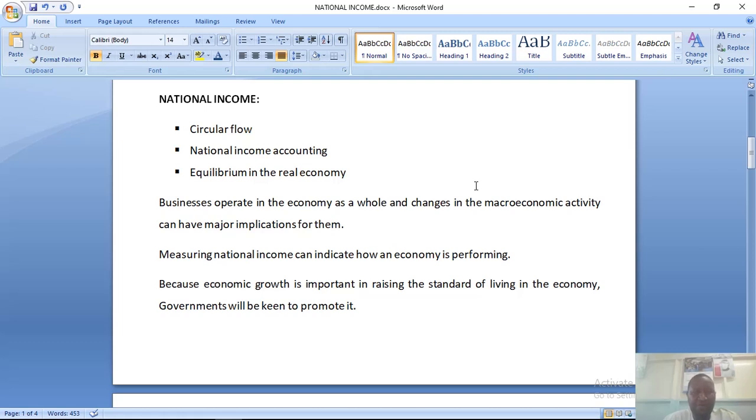Now, we need to understand that businesses operate in the economy as a whole, and changes in macroeconomic factors or activities can have a major bearing on the performance of businesses, even government itself. So measuring national income can actually indicate how the economy is performing, and that of course will help decision makers to make appropriate decisions in relation to investment and other issues relating to performance of organizations. For government, because economic growth is important in raising the standard of living in the economy, government of course will be keen to promote economic growth.